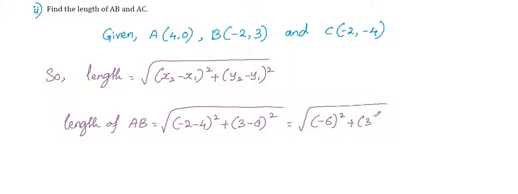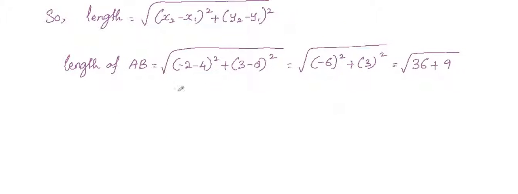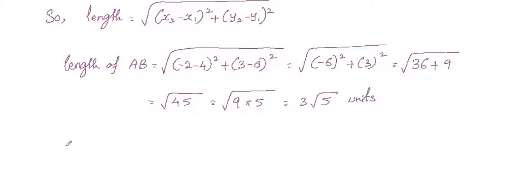If you simplify this, we get the square root of (-6) square plus 3 square, which is 36 plus 9. So the length of AB is the square root of 45, which can be simplified as 9 times 5. 9 times 5 is 45. So finally the length of AB is 3 root 5 units.